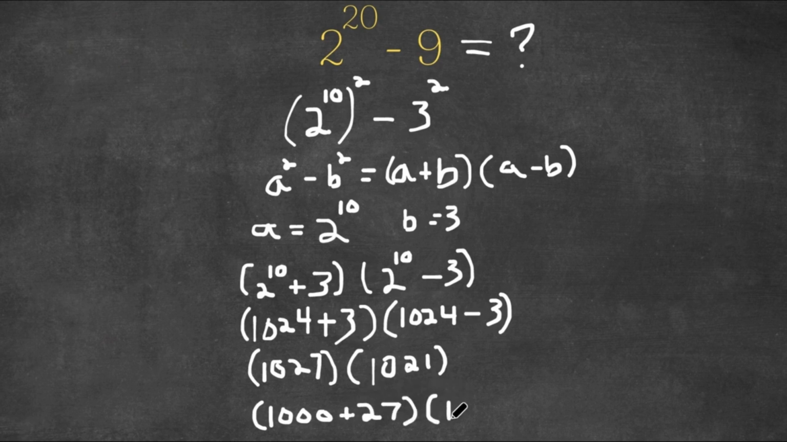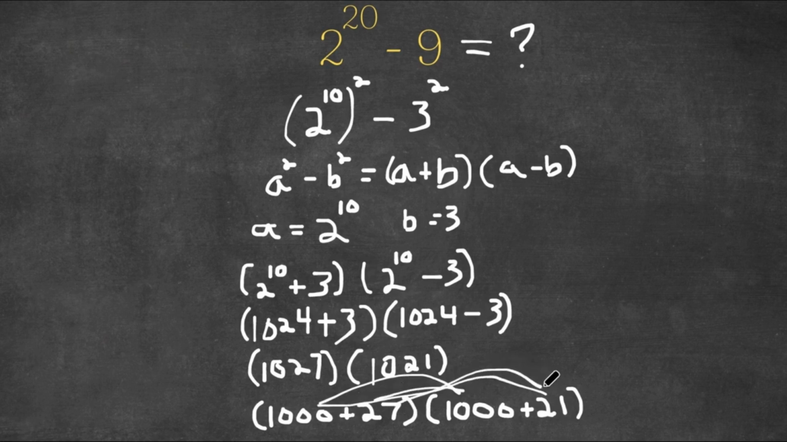times 1000 plus 21. Now what we're going to do is we're going to distribute. So we're going to do 1000 times 1000, 1000 times 21, 27 times 1000, and 27 times 21.